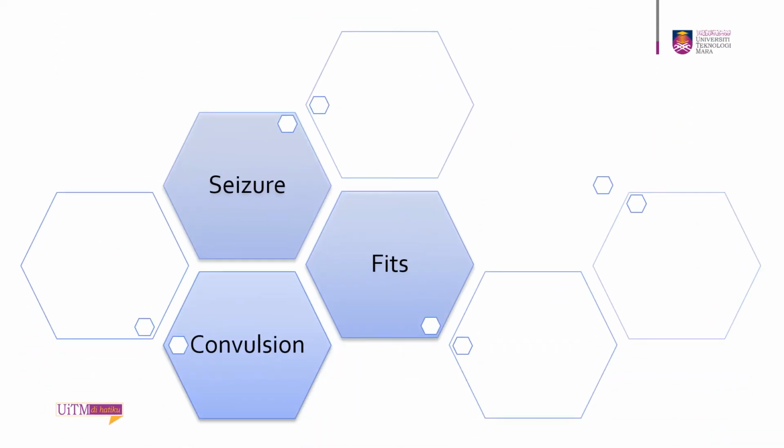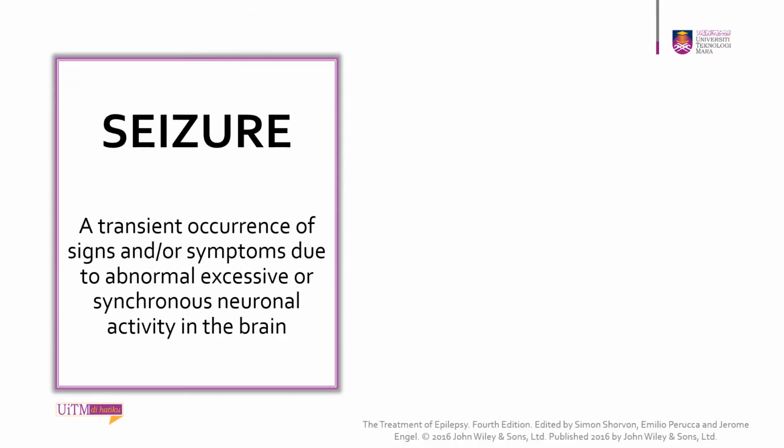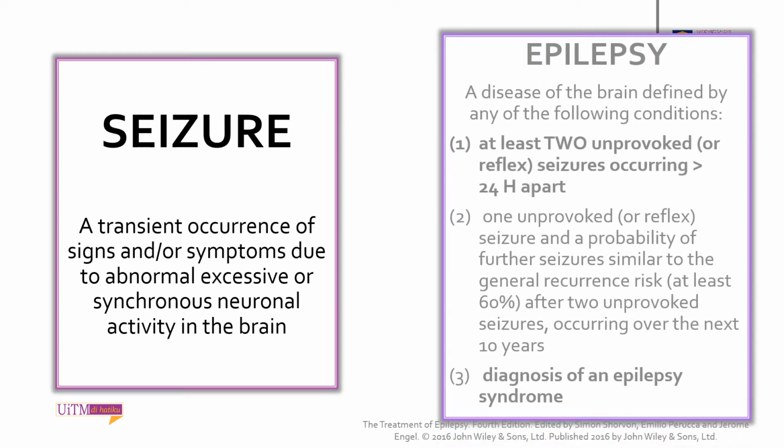Seizure, fits, and convulsions are terms used interchangeably. Epilepsy, on the other hand, is slightly different. Seizure is defined as a transient occurrence of signs or symptoms due to abnormal excessive or synchronous neuronal activity in the brain. While epilepsy is a disease of the brain, defined by at least 2 unprovoked seizures occurring more than 24 hours apart, or diagnosis of an epilepsy syndrome.